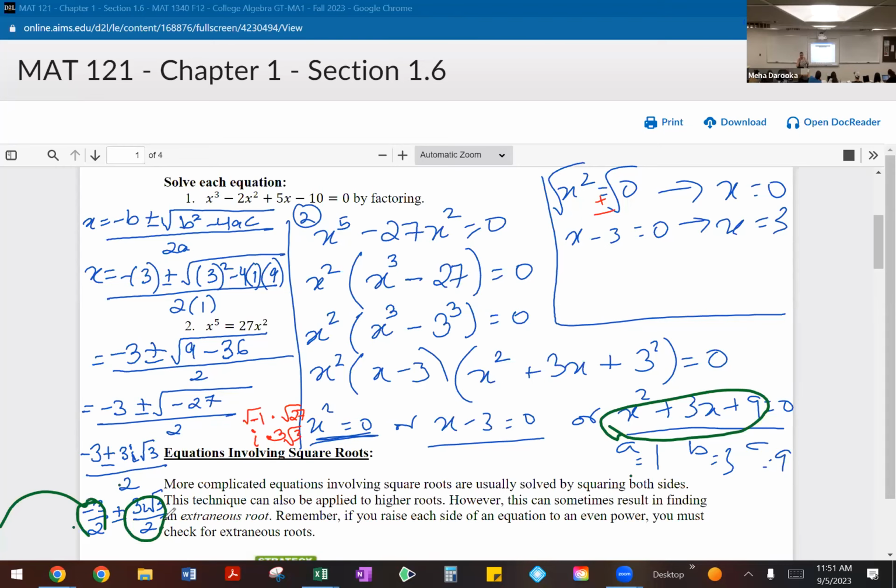So the last answer we're going to come up with, of course, we have x equals 0, which occurs twice, x equals 3, which occurs once, and then we have -3/2 plus or minus 3i square root of 3/2, which is of course 2 different answers, right? Separated by the plus and minus. So there's your 5 total answers for your solution set.